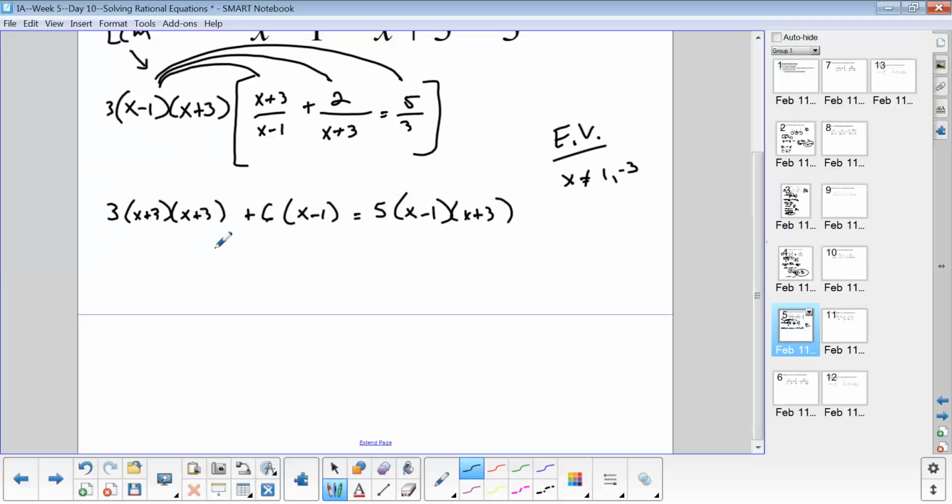Notice I don't have any fractions, no rational equation now, just integers. So I do want to distribute, and I'm going to distribute the 3 to just this term, not to both. So that'll give me 3x plus 9. And now I've got 3x plus 9 times x plus 3. And then I'm going to multiply this out. So that'll give me 6x minus 6.